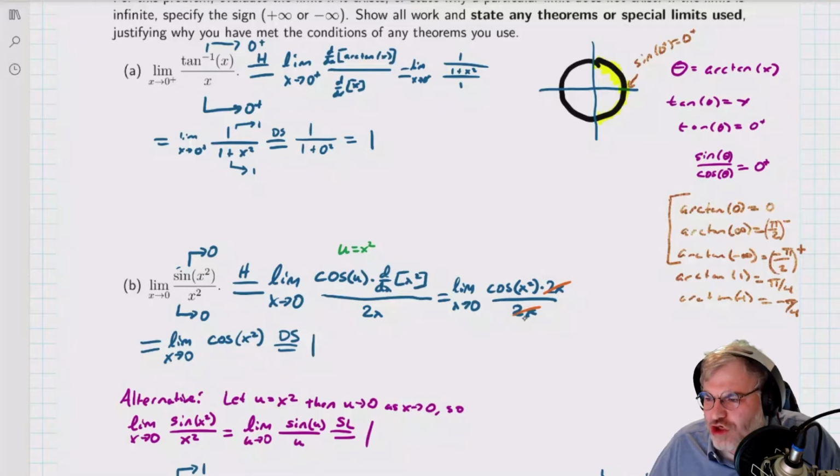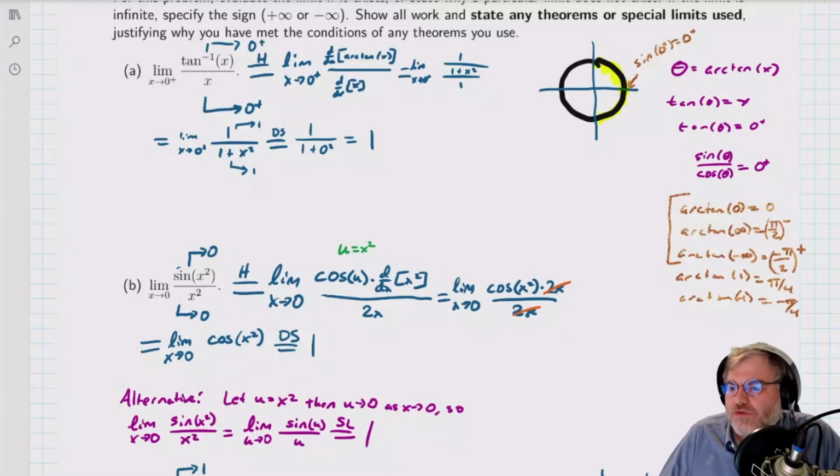Now, I could do L'Hopital's rule again, because this is going to give me 0 over 0. But why? The x's cancel. That's nice. I wind up with cosine of x squared. That's happy. Cosine of x squared, as x goes to 0, is simply 1, and I'm done. All right. So 1 to 5, how do we feel about that second one?